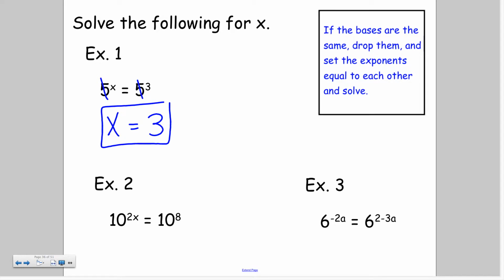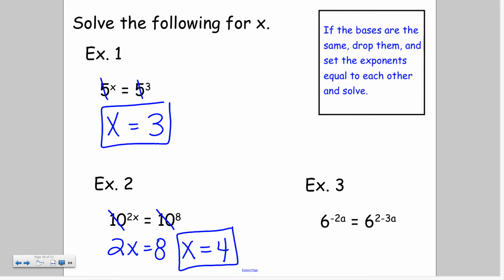Same thing with example 2. Both of my bases are 10, so I can drop them, set them equal to each other, divide by 2, so x is equal to 4. Alright, number 3, bases are 6. So I can move that 3a over, and a is equal to 2.